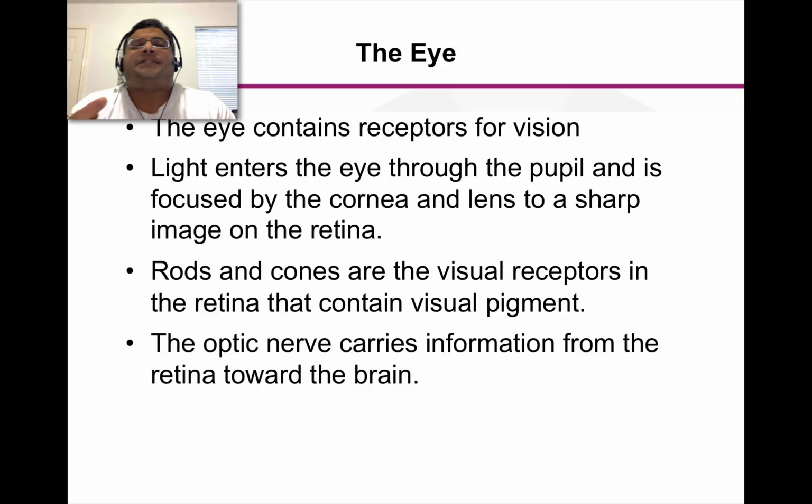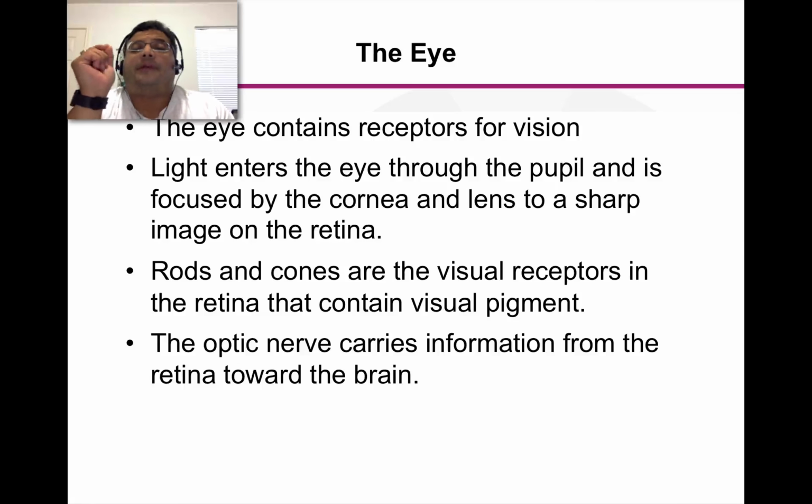The light first hits the eye. It hits the surface of the eye, which is covered by a clear tissue called the cornea. The light then passes through the hole in the eye called a pupil, and then hits the lens. And the cornea and the lens work together to focus the light onto the back of the eye, which is coated with a layer of neurons called the retina.